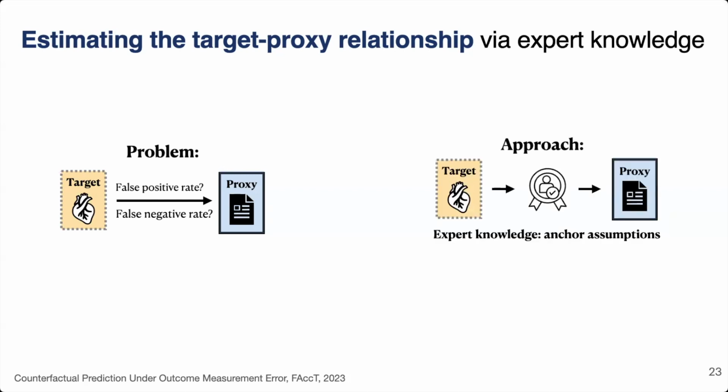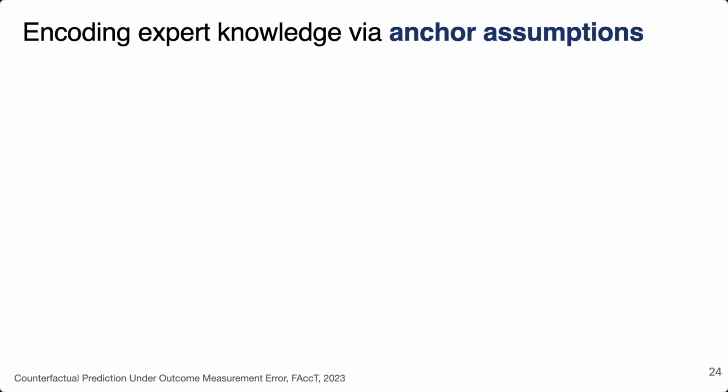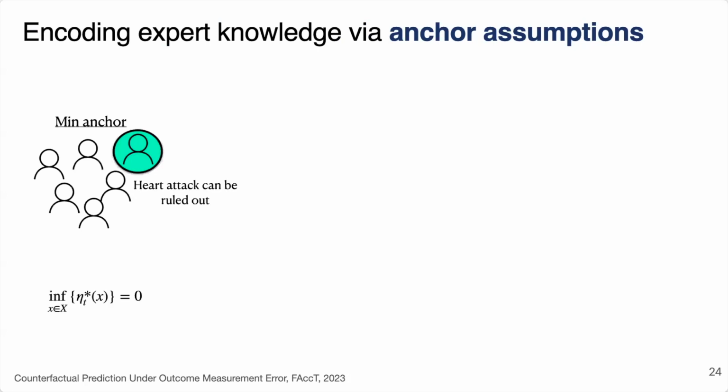So we propose an approach for getting around this via using expert knowledge in the form of what we call anchoring assumptions. And so let me tell you about a couple ways that we can actually encode expert knowledge through these anchor assumptions. So I'll introduce a couple of these assumptions now. The min anchor assumption holds that there's a patient in the population that is at no risk of heart attack. So this just assumes that there's some patient, we don't necessarily know who, but this patient doesn't have any risk of this heart attack outcome occurring, the true biological heart attack outcome.